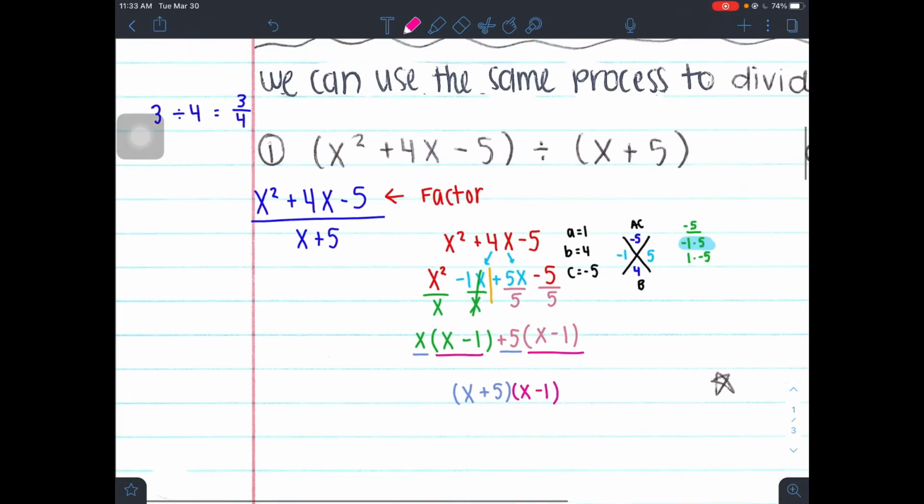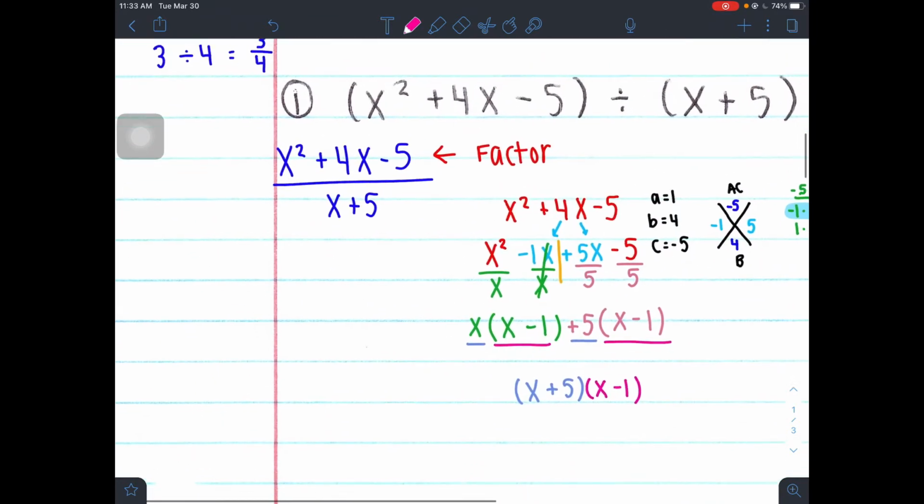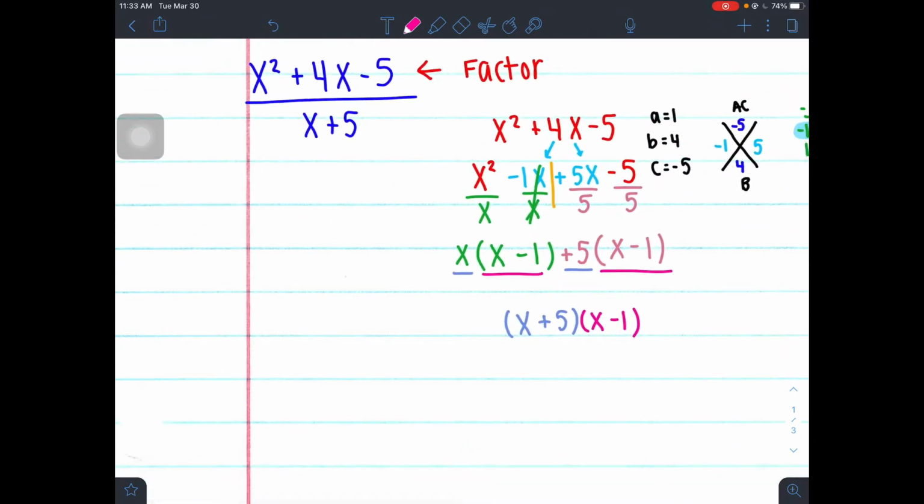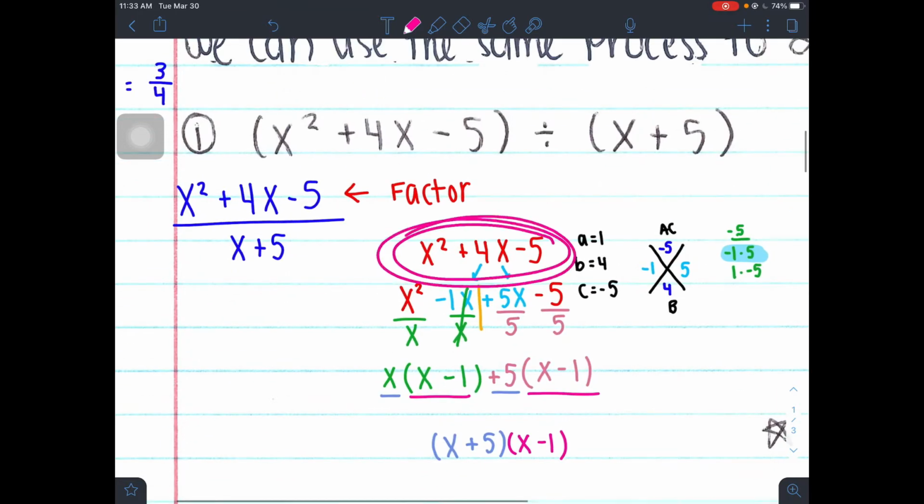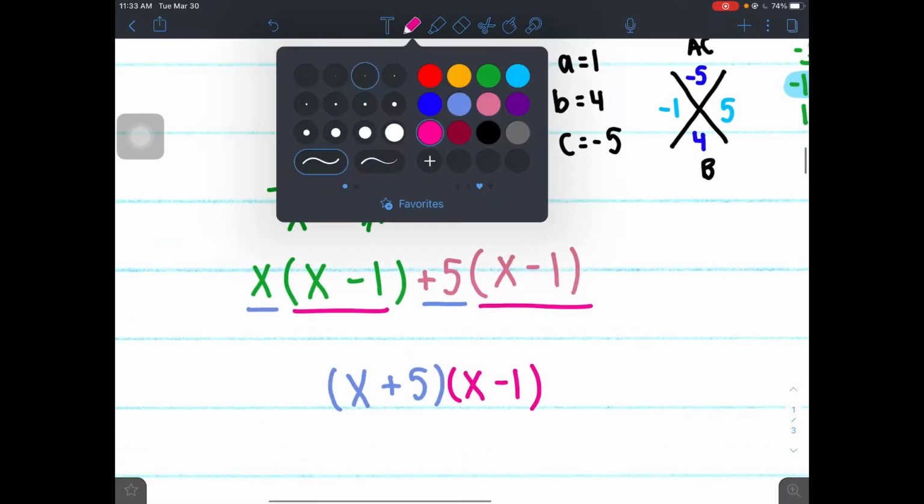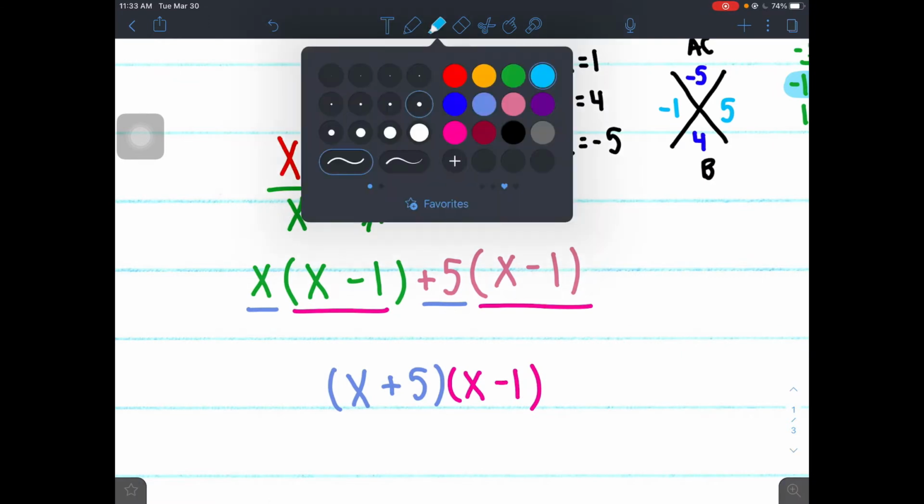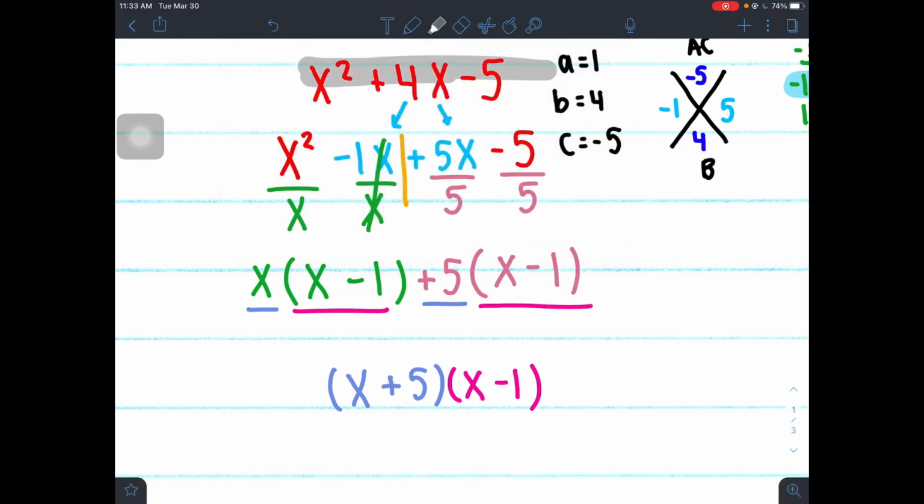But this is dividing polynomials. So what have we done? We've just factored x squared plus 4x minus 5. We just factored this guy, right? So hopefully you would agree, let me go ahead and highlight, let's do gray, that this expression and this expression are exactly the same.